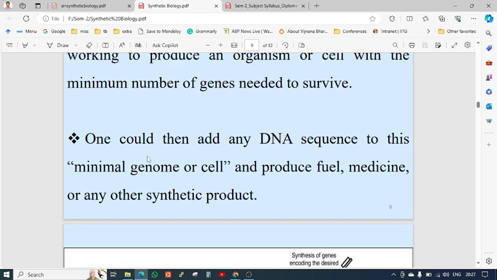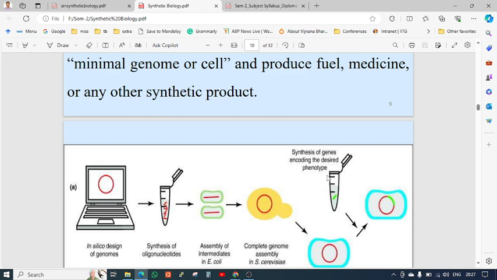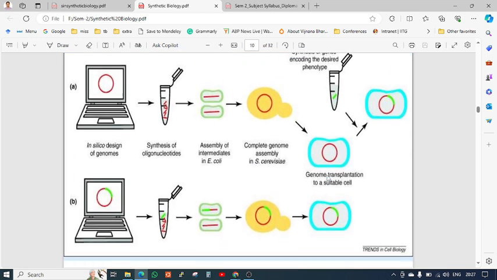That means this synthetic biology is utilized for different purposes: for production of fuel, for production of medicines and other synthetic products, cosmetics, or anything that can be produced with synthetic biology to meet the growing demand for these products.